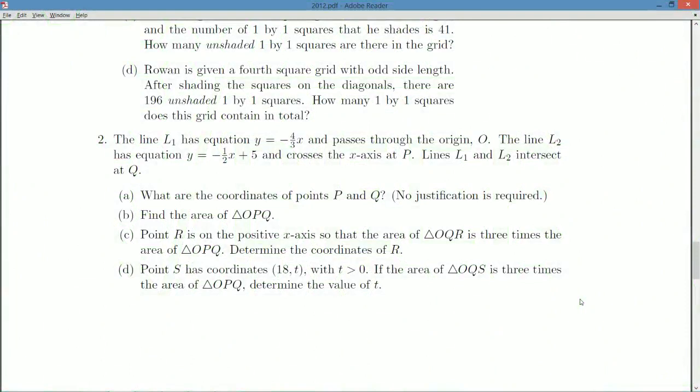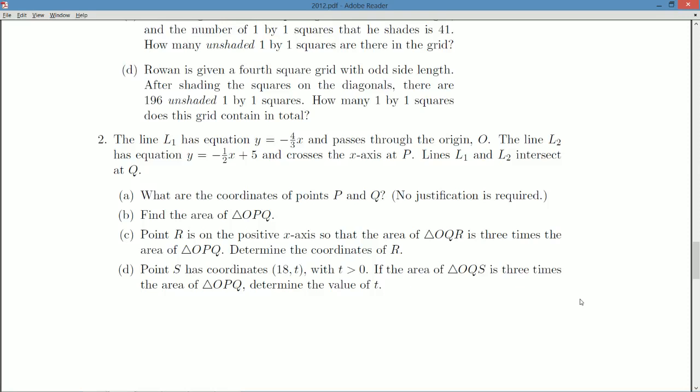The line L1 has equation y equals negative 4/3 x, and it passes through the origin O. That makes sense. You can plug in x equals 0, you'll get y equals 0. Okay. The line L2 has the equation y equals minus 1/2 x plus 5, and it crosses the x-axis at a point P. Lines L1 and L2 intersect at Q. So that's another point we're distinguishing.